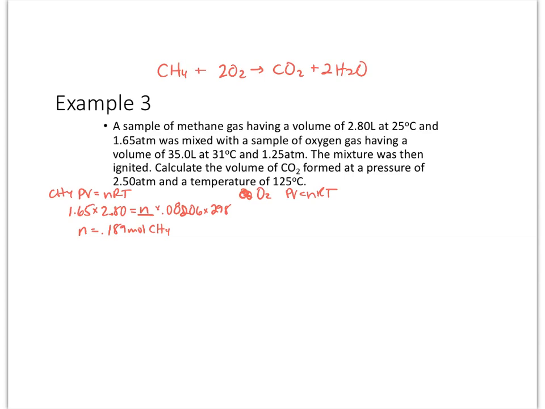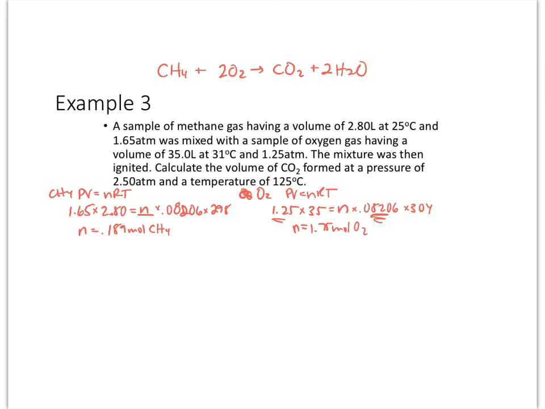Do the same thing for oxygen, 1.25 times 35 liters equals N times 0.08206 times 304. Again, I'm using this value for R because I'm dealing with atmospheres as my pressure unit. If I'm dealing with torr, I have to use the other one. When I solve for N here, I get 1.75 moles of oxygen.